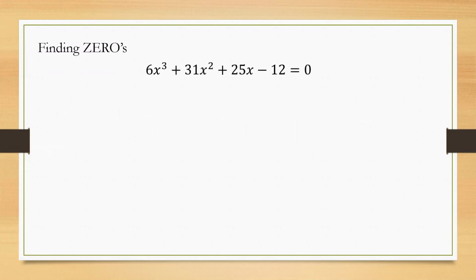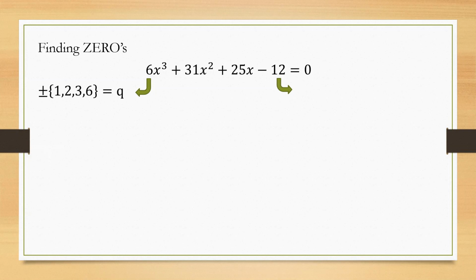So, finding zeros, let's have a problem. The polynomial equation is 6x cubed plus 31x squared plus 25x minus 12 equals 0. Is that P or Q? This is Q, and this is our P. So, the factors again are 1, 2, 3, and 6. So, positive or negative 1, positive or negative 2, positive or negative 3, and positive or negative 6.